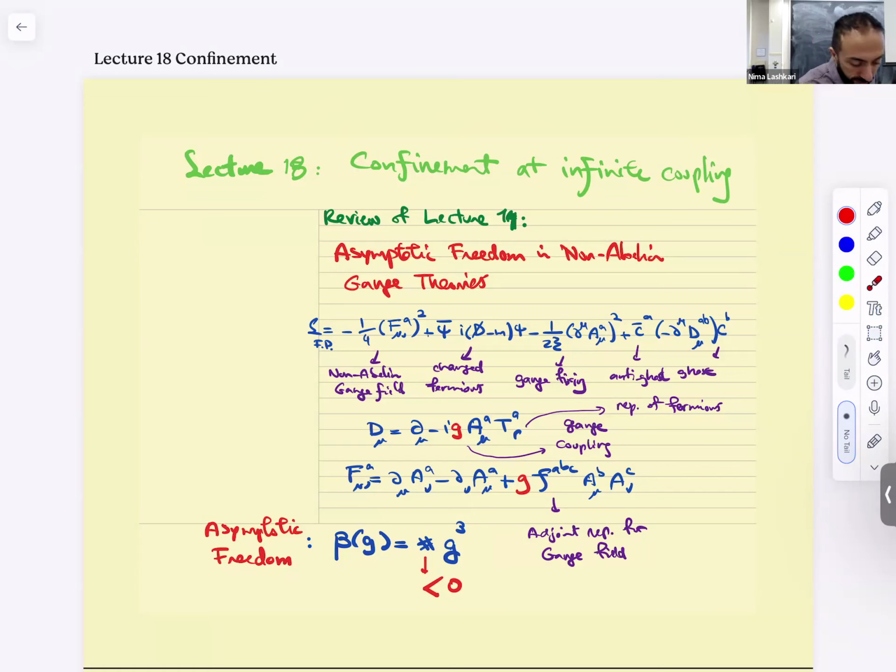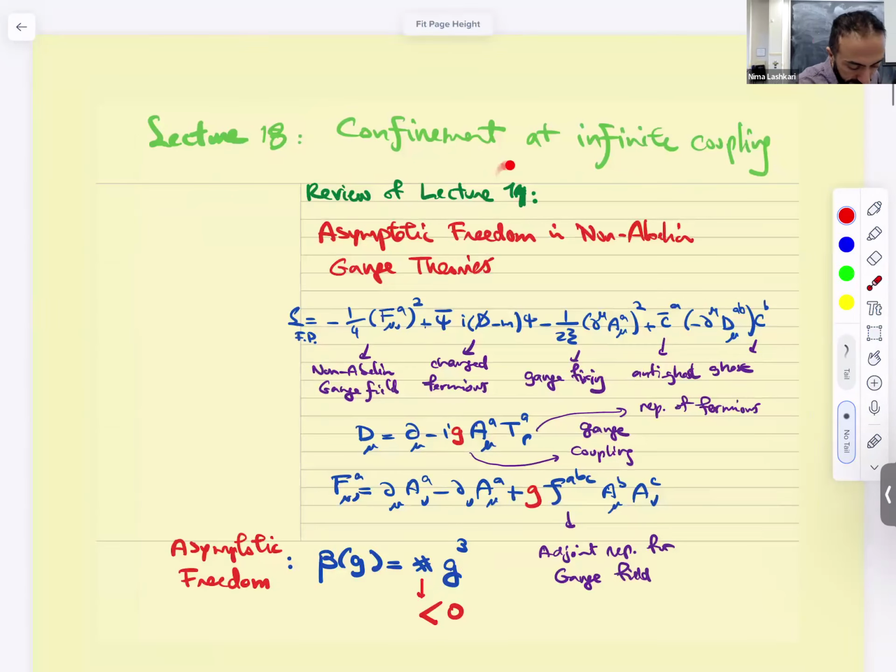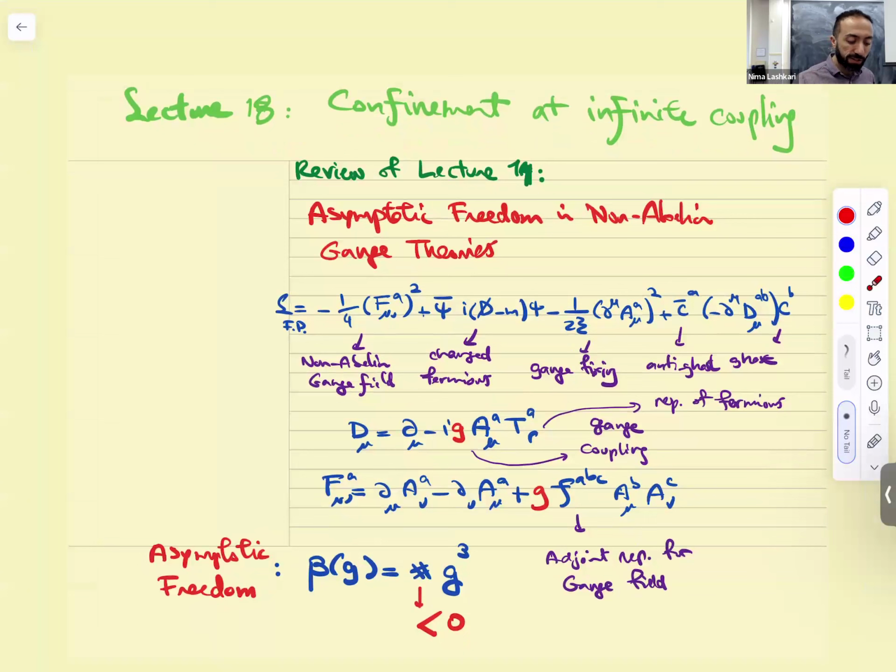So let me review lecture 17. This is not readable, my handwriting, but what did we discuss last time? We talked about asymptotic freedom in non-abelian gauge theory. So here's the non-abelian gauge theory Lagrangian, written in Faddeev-Popov variables, using the Faddeev-Popov method. This is what it looks like.